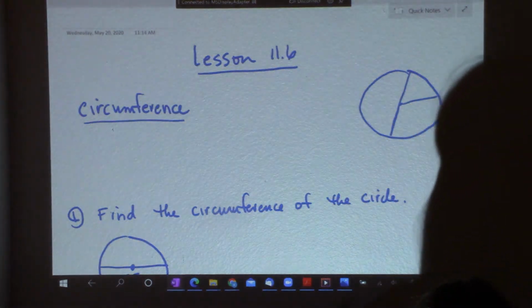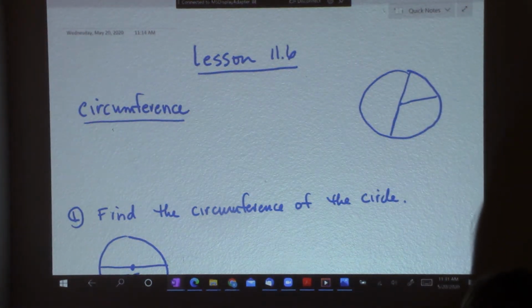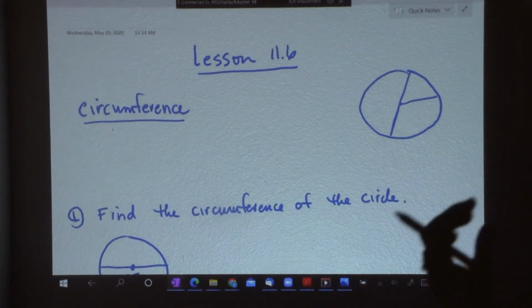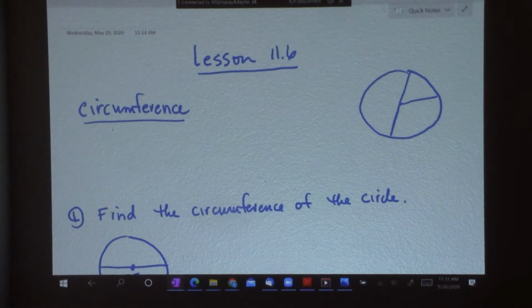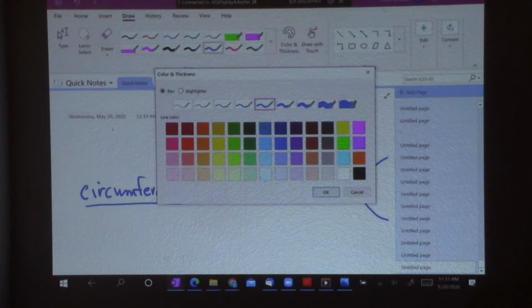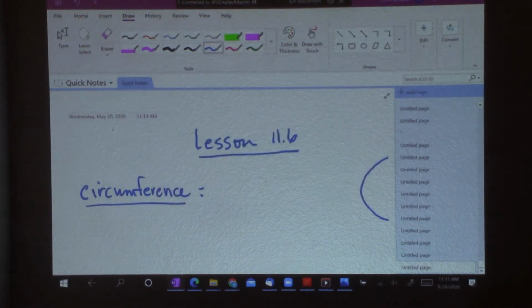Okay, I have a lot to do, so I'm going to move right through it at a good pace. I already wrote everything down, so feel free to pause the video or rewind it as you need to.